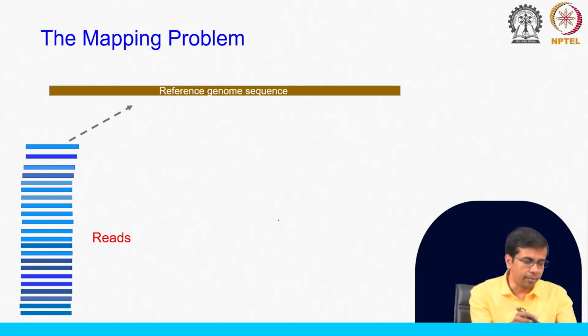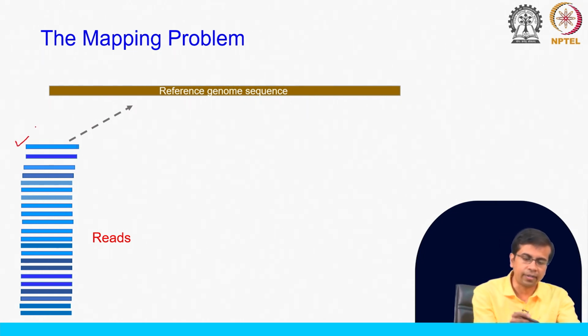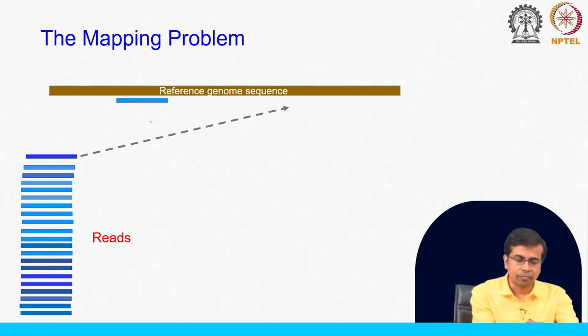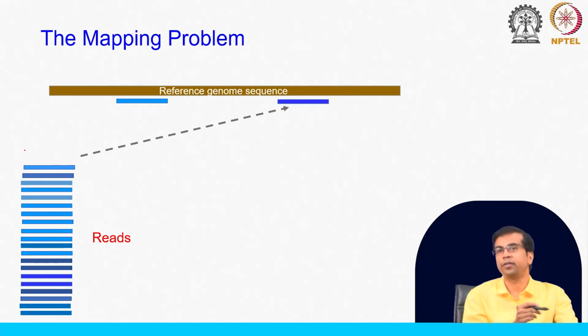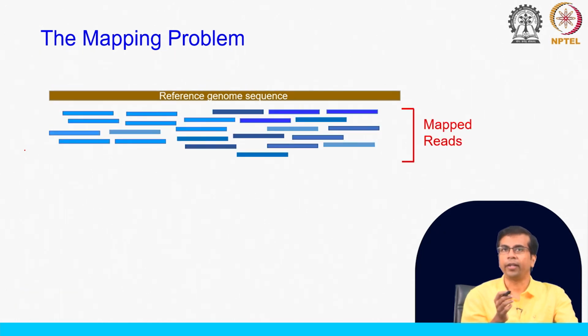So, this is the mapping process, and this cartoon shows it. For example, for the first read we see that it matches with this part of the genome, so we put it there. We keep track that this read maps here in the genome, and we then go on to the next read, and we see that this one matches with this part of the genome, so we put it there. We continue this process until we have mapped all the reads against the reference genome. So, this is the mapping problem in brief.